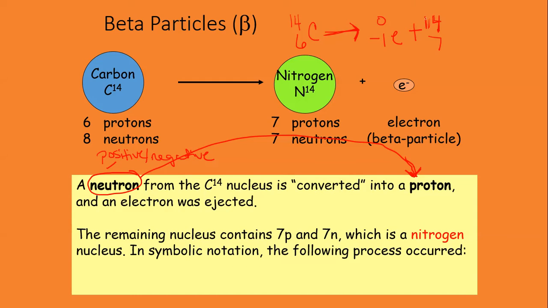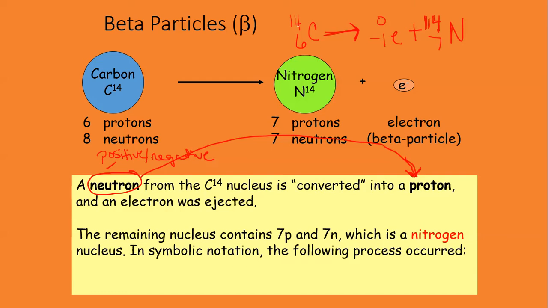Because we said beta particles have no mass. So we turned carbon into nitrogen. Again, notice what happens. Now we've got 6 protons. Notice that we got rid of an electron because the neutron became a proton, and now notice we've got 7.